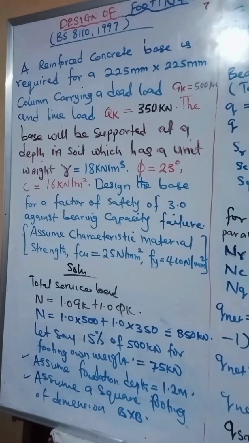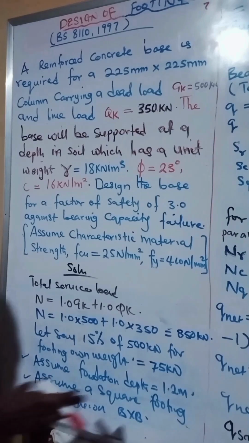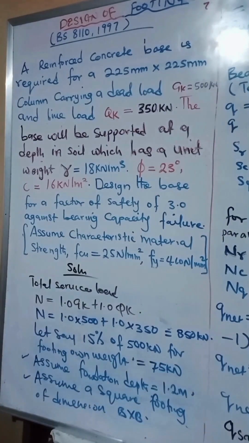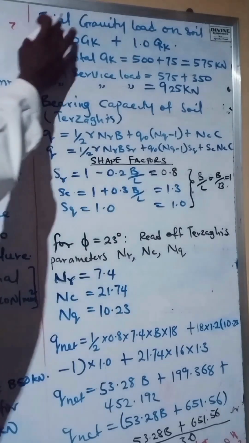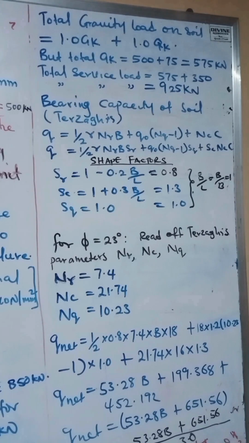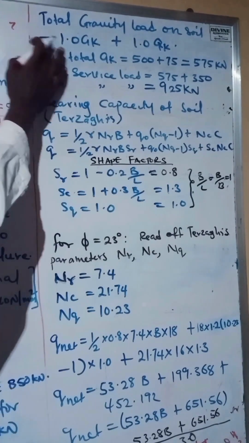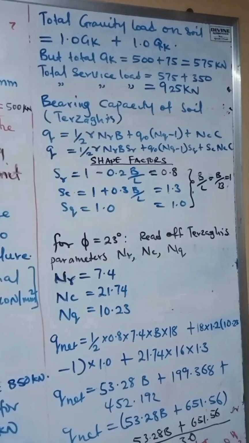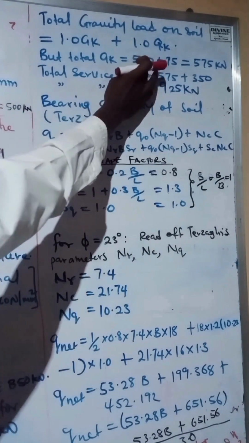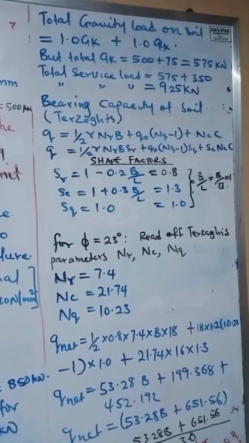Okay. Now, we've taken the self weight of the footing, which represents 15% of the dead load at 75 kilonewton. So we're going to have the total gravity load, including the self weight. So if we do that, the total gravity load at this point on the soil becomes 1.0 GK plus 1.0 QK, in this case that I'm introducing the self weight of the footing. So for my total dead load, it becomes 575.